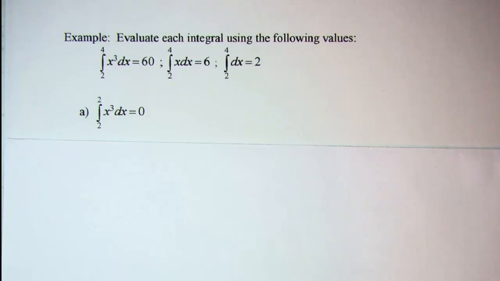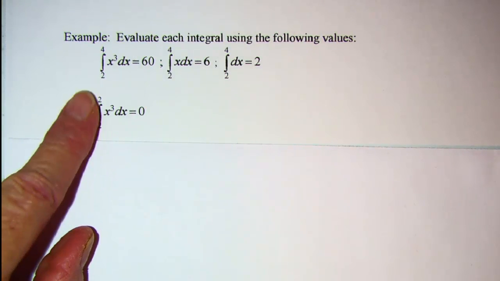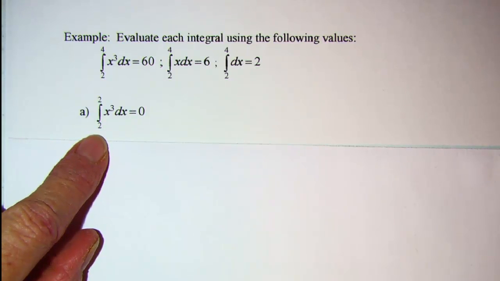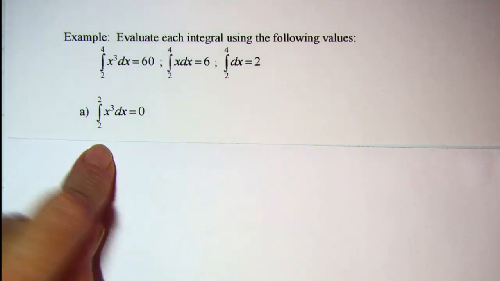the integral from 2 to 2 of x cubed. Now the thing to notice on this is that the lower limit and the upper limit are the same, so that's just going to be 0.